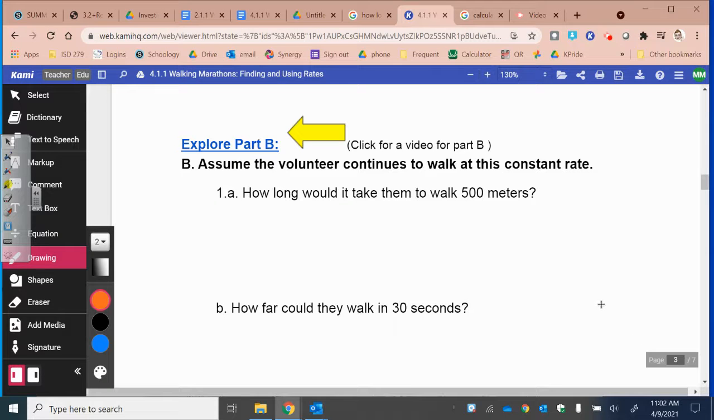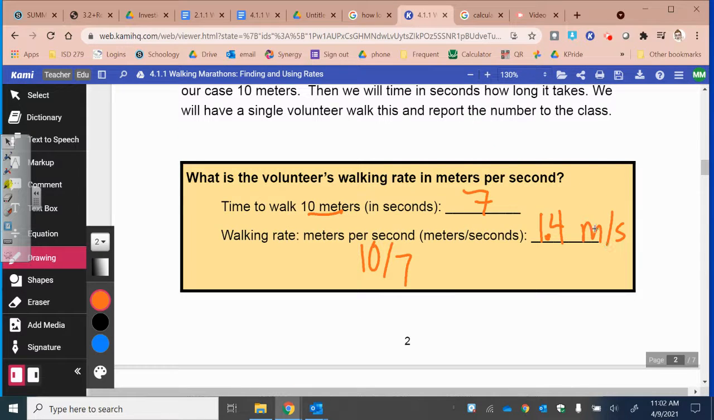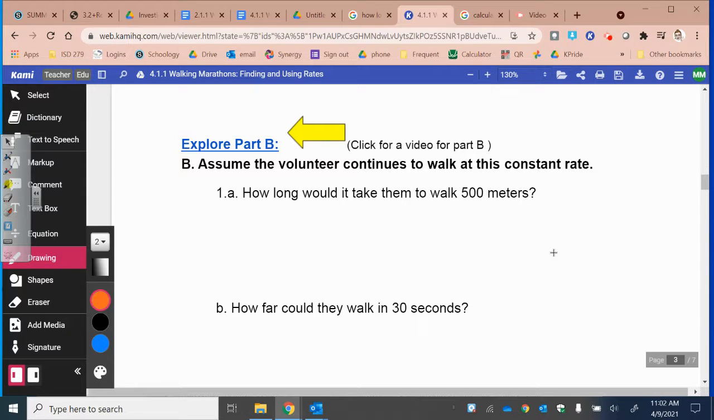All right, in part B, we say, assume the volunteer continues to walk at this constant rate. So it's the rate that you came up with right here in this sort of yellow box. In the case of what we're using here, we're going to say it's 1.4 meters per second. So you want to figure out how long would it take them to walk 500 meters. And remember, they can do 1.4 meters per second.